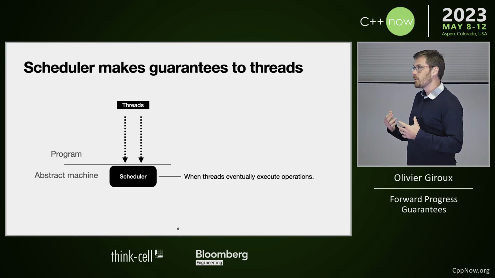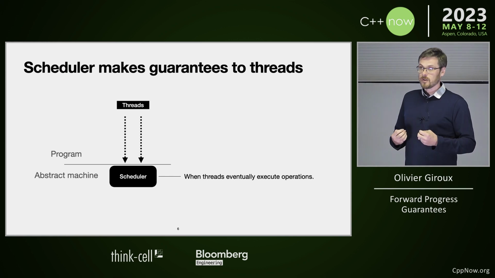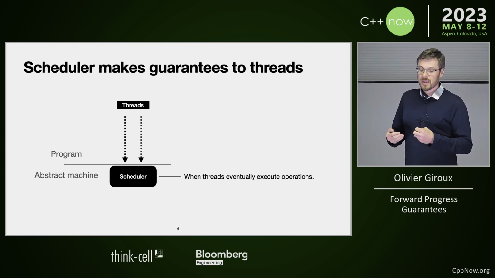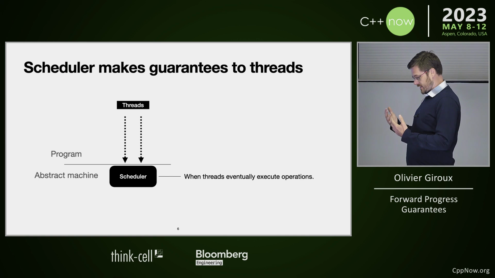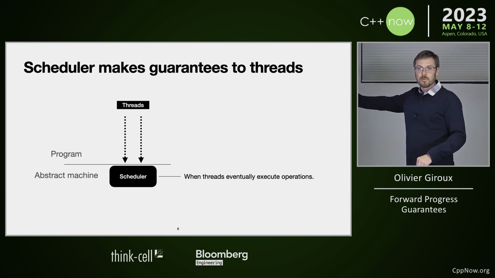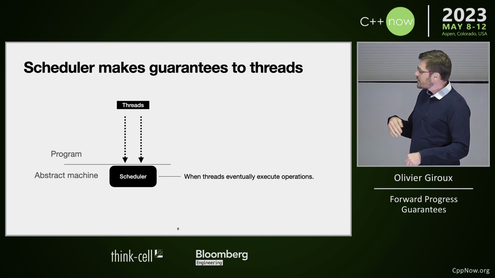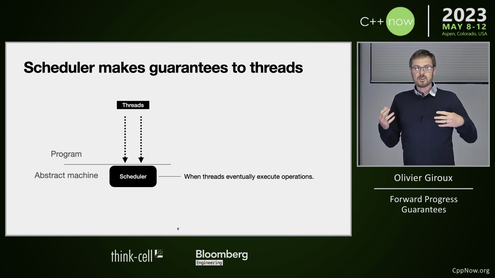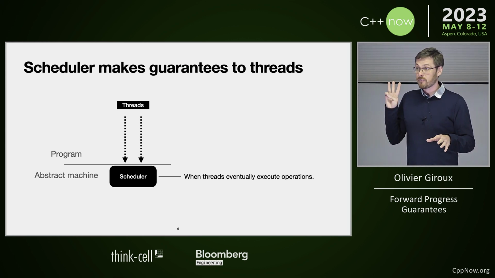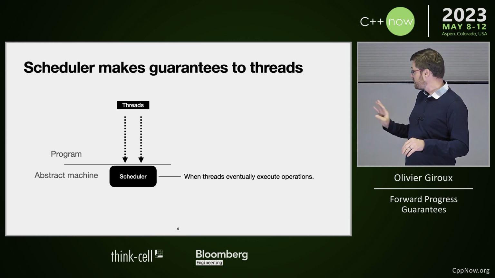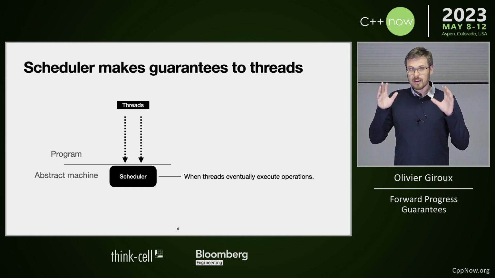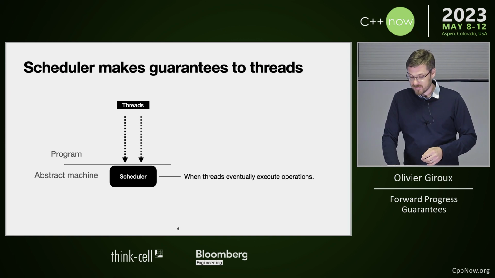Okay, so the first term that we need to know is this idea of a scheduler. The scheduler is a part of the abstract machine that your threads run on, and the scheduler makes guarantees to threads. This term, forward progress guarantees, refers to those guarantees made by the scheduler. That's what we're talking about. Okay, and so the scheduler will say some conditions under which threads eventually execute operations. And there's more than one statement schedulers can make. And in fact, in C++, we have 3 different schedulers with very different guarantees that have a big impact on what code you can write. Okay, so that's step 1. There's a scheduler, and it makes a statement of guarantees.